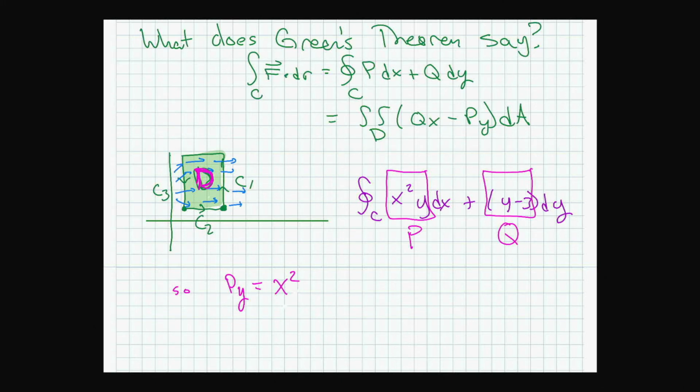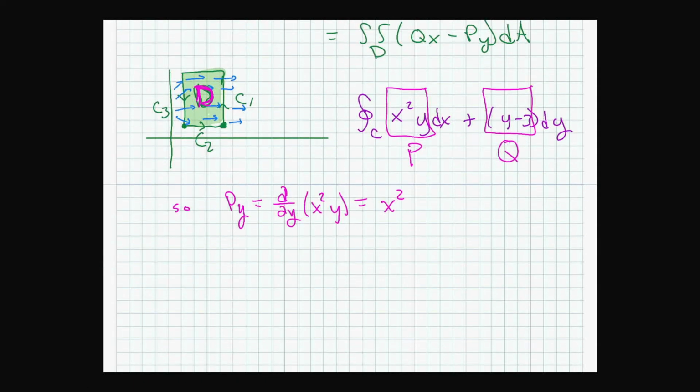I mean, you have to calculate this. I should show the calculation. So that's the partial with respect to y of x squared y, which is x squared. And Qx, that's the partial with respect to x of y minus 3, which is going to be 0. Right? So you calculate those.